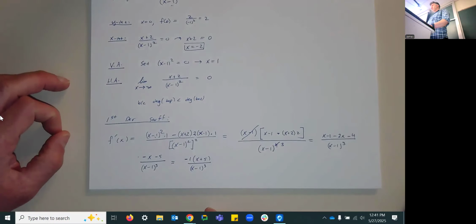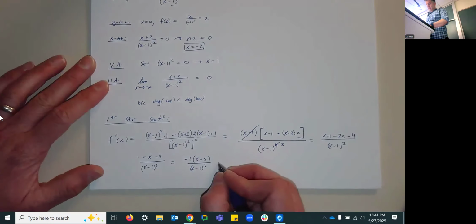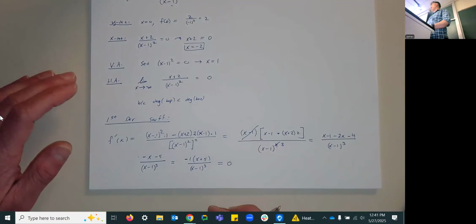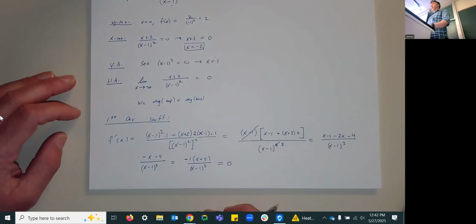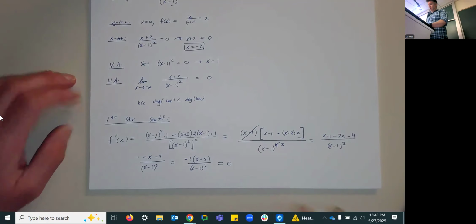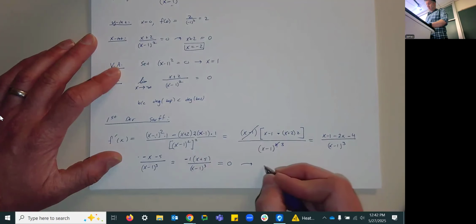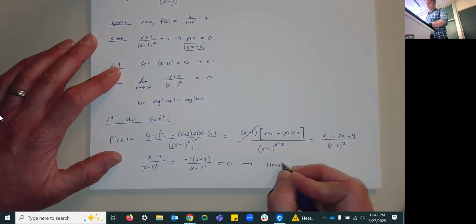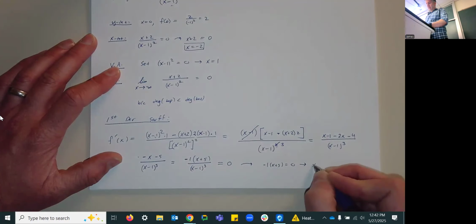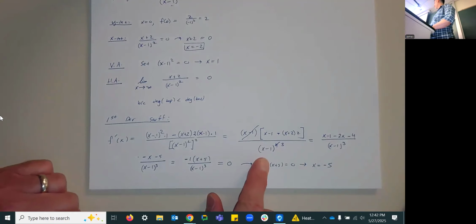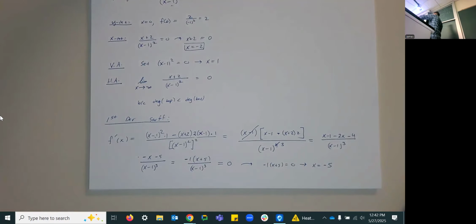So this is where things are going to get a little bit strange. If we set this equal to 0, what's the single critical point that we get? What's going to make this fraction equal to 0? Well, if we set the top equal to 0, we're going to end up getting x equal to negative 5. I really need to write the negative 1 right there, but yeah. That's our only true blue critical point.